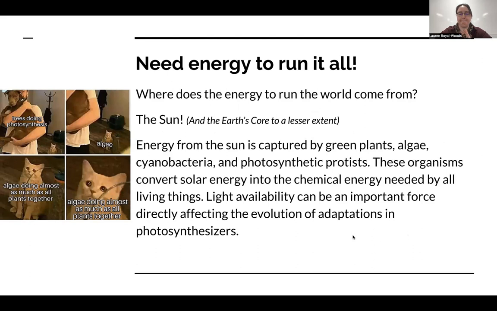Anyway, where does all the energy come from to run the world? Well, there's technically two places. The sun is the big one. We couldn't survive without the sun, so yay, sun. The sun is where we get most of our energy. Now, the Earth's core is actually the second place we get energy, and that's what's driving all our plate tectonics. That's what's driving our magnetosphere. That's what's driving a lot of things that protect us from space. So our core actually does protect us as well and give us energy.